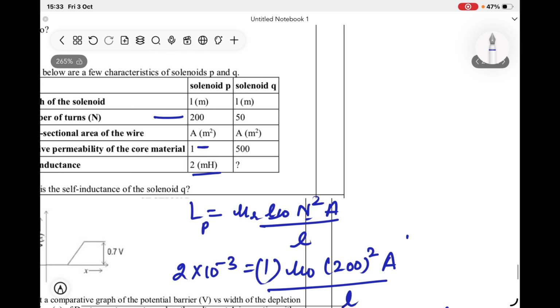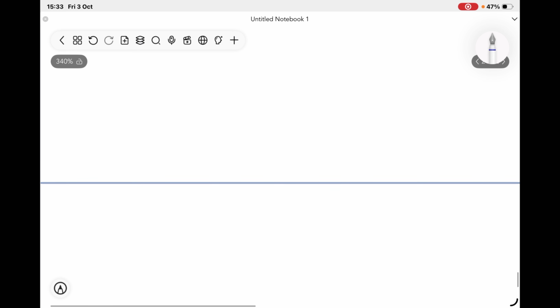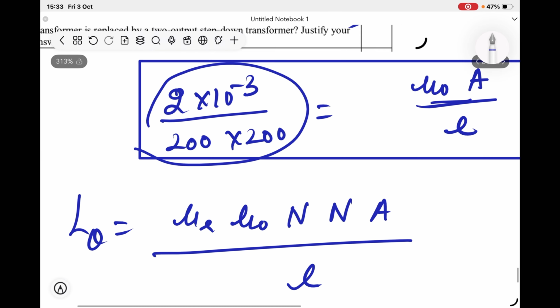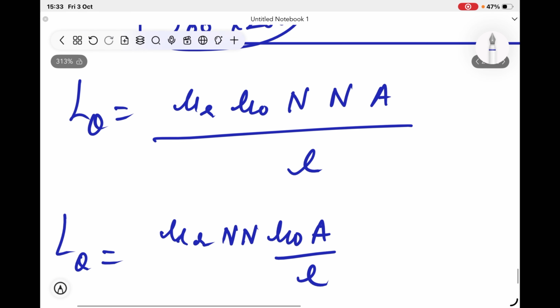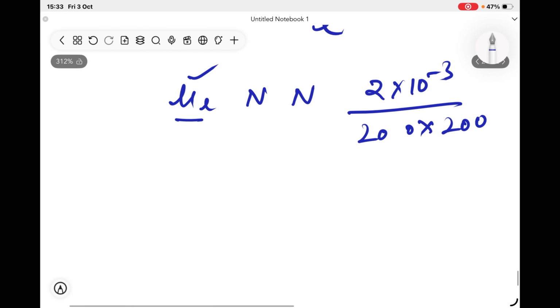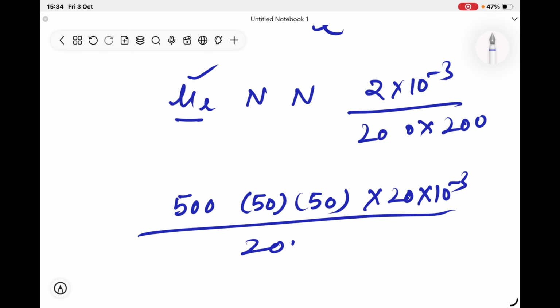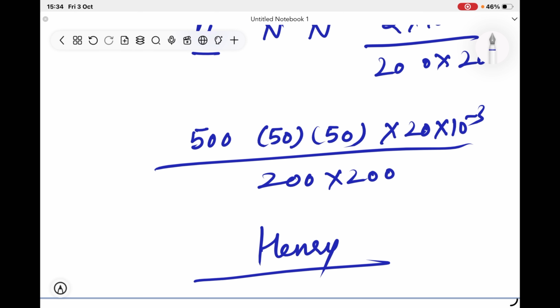Mu r here is given. The relative permeability of the core material is 500 and the number of turns is 50. You can substitute and report the answer. No wait, this is 200; again, we'll have to see. Mu r is 500 and n is 50. So you can substitute mu r as 500 and n as 50 into 50, and now you can solve it properly and report the answer. Do not forget to add the unit. It is Henry. Self-inductance of Q you can report this way.